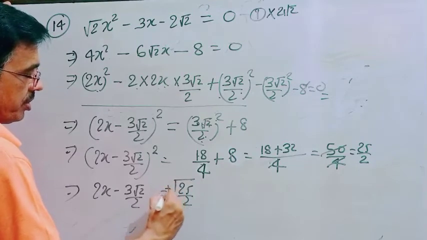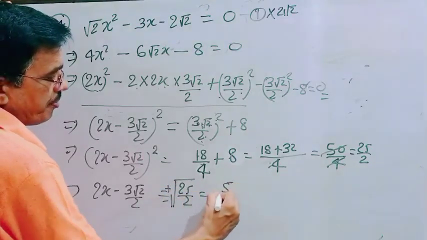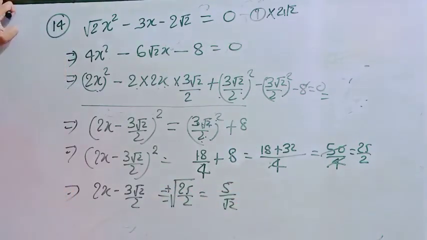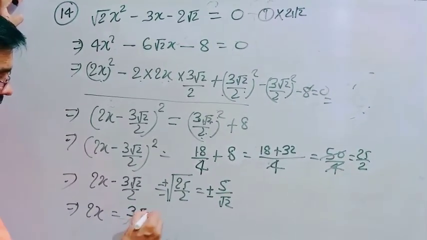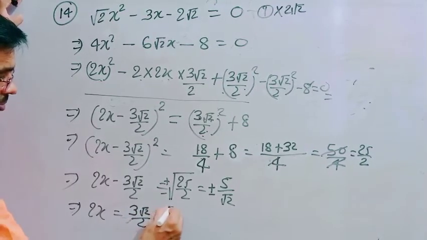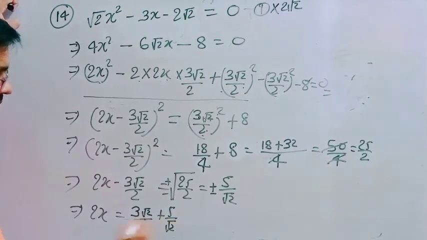root. So what is the value? This is 5 by root 2. So what is the value of 2x? And it is also plus minus. So what is the value of 2x? That is 3 root 2 by 2 plus 5 by root 2.